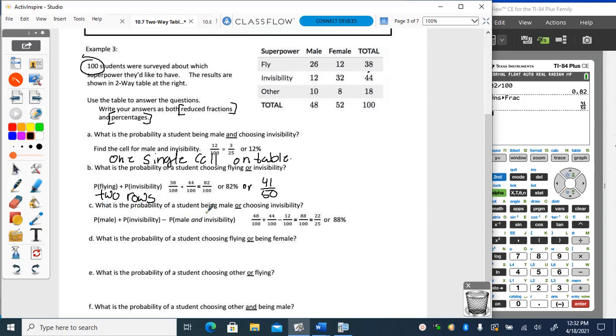And now we have, what is the probability of a student being male or choosing invisibility? So let's figure out what the probability of being a male is. Here's the probability of being male, and then here's the probability of being invisible. So we have the probability male, 48 over 100 plus 44 over 100 minus the overlap. So that would be minus the probability. Okay, so let's start that question over again, because I was forgetting some things.